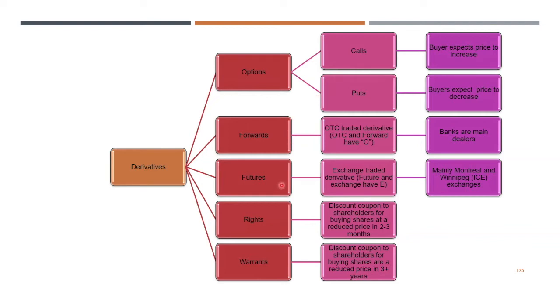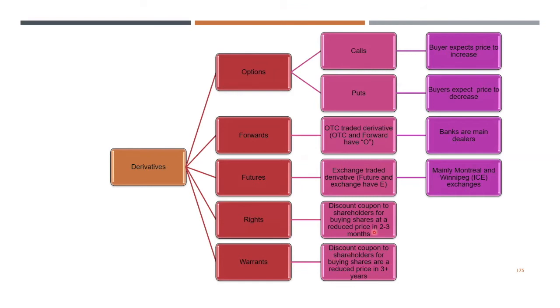Forwards and futures. Forwards, it has an O in it. O stands for over the counter. So these are traded over the counter, usually through the banks. Futures, they have an E. They are exchange traded. So on Montreal and Winnipeg Exchange are futures. These are mainly for commodities, and for other items, you can buy them, and these also work similar to the calls and puts.